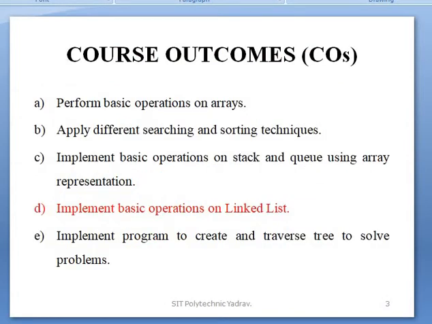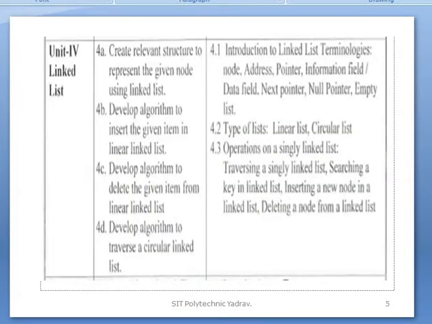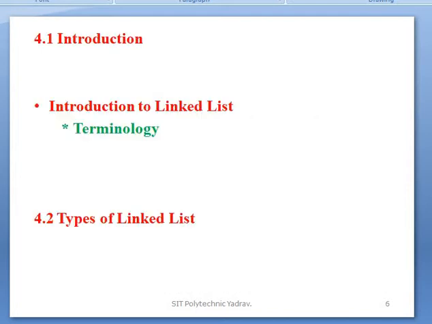Course outcome: after the completion of this unit, which CO do you achieve? The fourth CO, that is, implement basic operations on linked list. In the syllabus, there are 5 units and their marks allocation. Actually these are the sub-points, the sub-syllabus of unit number 4, linked list. First, 4.1, introduction to linked list and their terminologies.